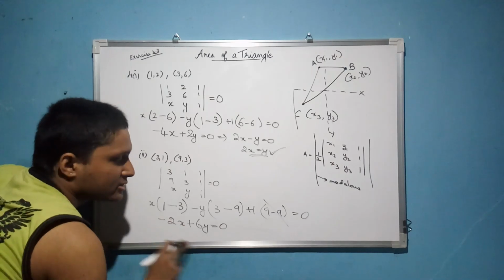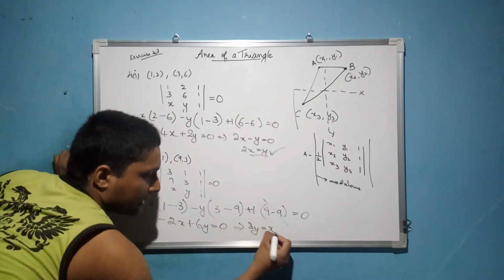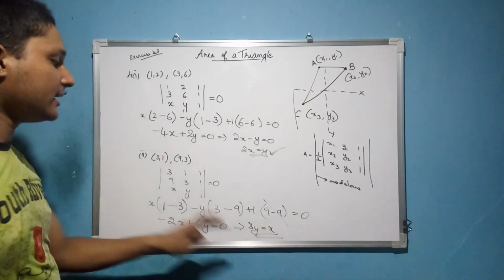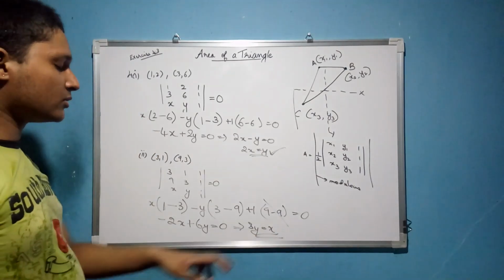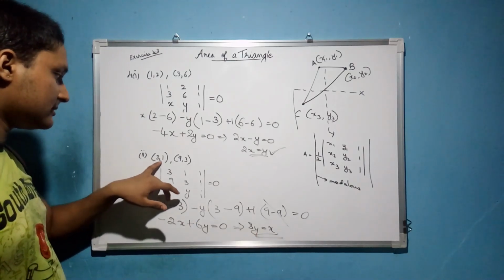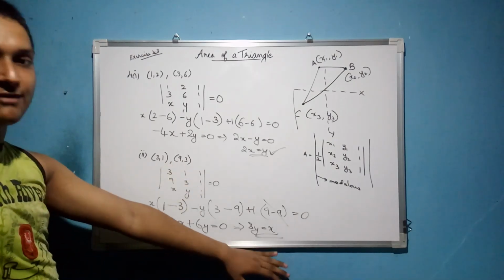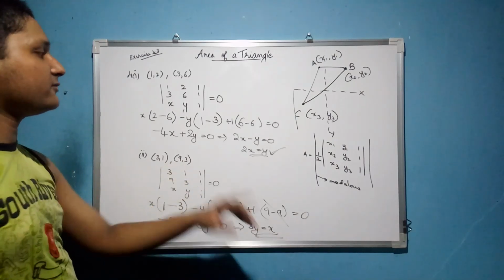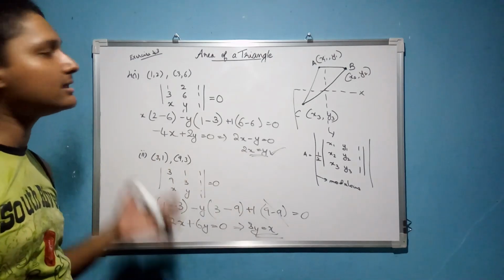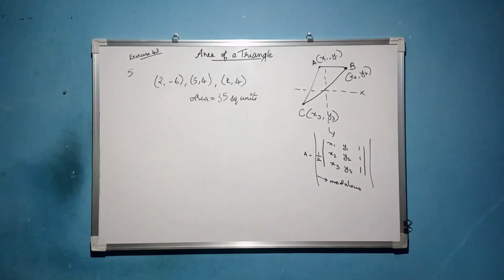So I'll take this 2x to the right hand side. So 6y is equal to 2x, that is 3y is equal to x. Let us just check. The x term is 3 times that of the y term. Yes, this is satisfying. That means our equation is alright. Therefore, these two are the required equations in question 4. Moving on to the fifth question.